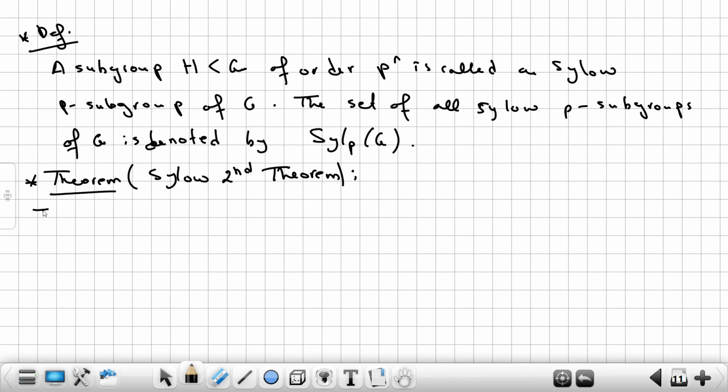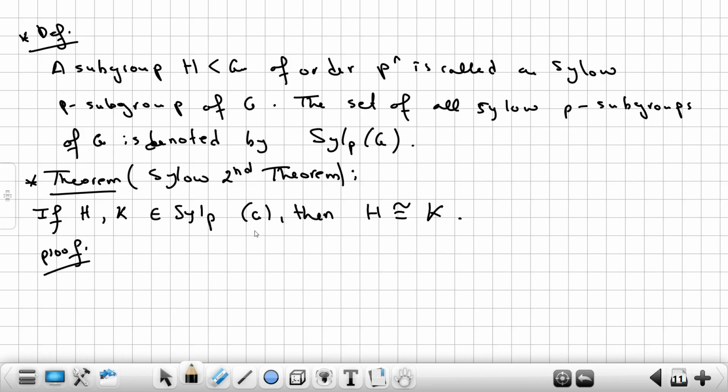If H, K in Syl_p(G), then H is isomorphic to K. Proof, or equivalently conjugate to K. Okay, conjugate, I mean by isomorphic, conjugate to K. Now let H and K be in Syl_p(G).